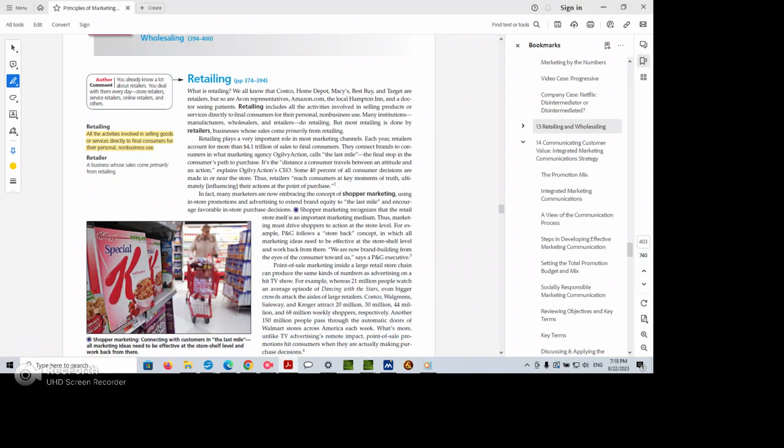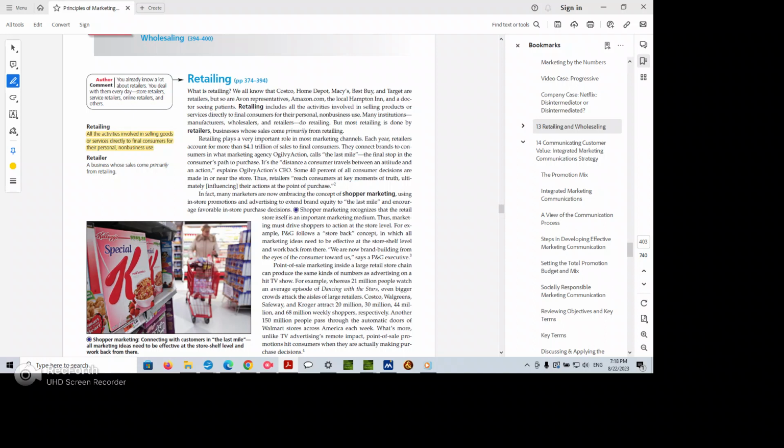Now, let's talk about retailing. Retailing will be set up in such a way where it will store goods in a store, a warehouse, or a big store, what they call a big box store, such as a Home Depot, a Macy's, a Best Buy, and a Target, as well as a Walmart.